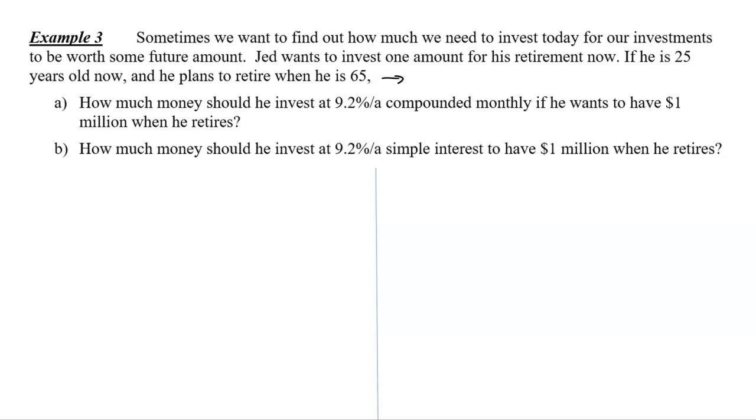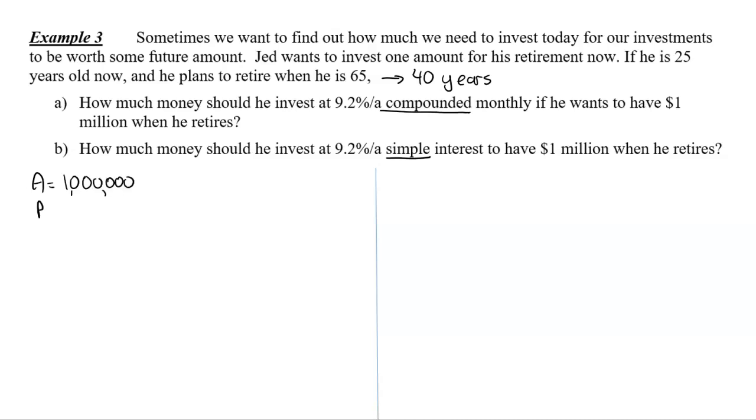Jed wants to invest one amount for his retirement now. If he's 25 years old and he plans to retire when he's 65, which is 40 years of difference, how much money should he invest at 9.2% per annum compounded monthly if he wants to have $1 million when he retires? You read the second example, it's the same, except it doesn't say compounded, it says simple interest. So we're going to compare these two situations.